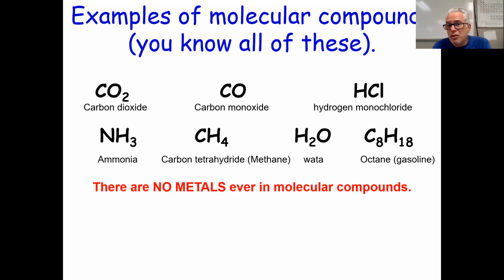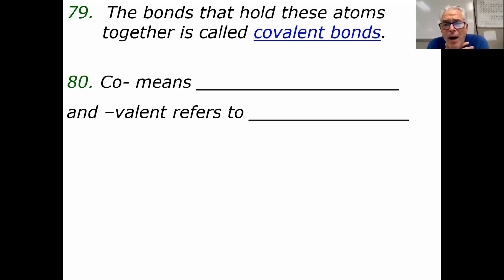But importantly, there's no metals. The first letter of every symbol, of every formula, starts with one of the 16 letters on the periodic table that's a non-metal. Hydrogen, carbon, and the rest of them, not the noble gases. Now, the bonds that hold this stuff together are non-ionic bonds because there are no ions. The bonds are called covalent. That's a vocabulary word in blue, covalent bonds.